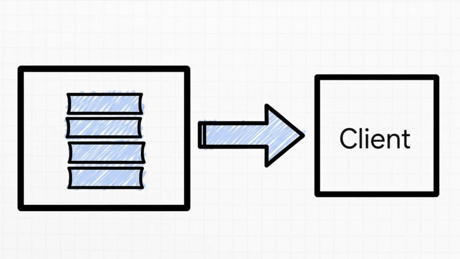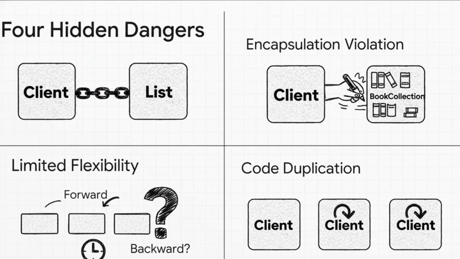So here's the setup. We've got a book collection class. Internally, it just uses a good old list to hold a bunch of book objects. Now, when our main program wants to see what's in the collection, it calls a getBooks method. And that method just hands over the entire internal list. Seems harmless, right? I mean, the client can just do a standard for loop over it. What could possibly go wrong? Well, as it turns out, this simple-looking code is actually a minefield.